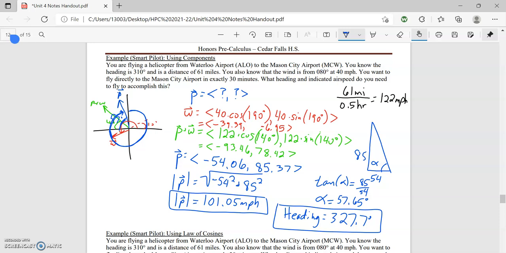So airplane heading, in your airplane, your little compass is going to show 327 degrees, even though after the wind, you're actually heading 310. Your ground speed, on the ground, you have to be doing 122, but what's nice is this wind is a little bit of a tailwind, so you only have to be showing 101 miles an hour. So there you go. There's a smart pilot problem.